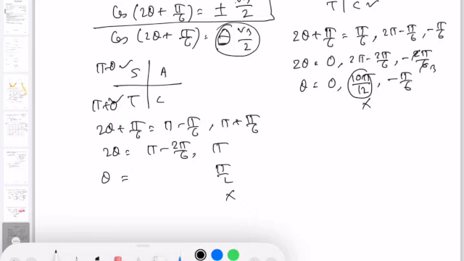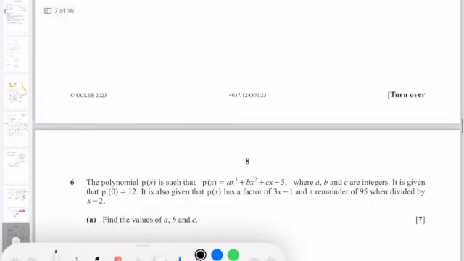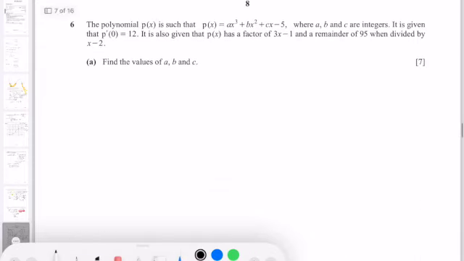Now for this one, 6 minus 2 is 4, pi by 6, 6 times 2 is 12, so pi by 3. So theta equals to minus pi by 6, 0 and pi by 3. So this is the result of that trigonometry equation. For solving these types of questions, you need more practice.